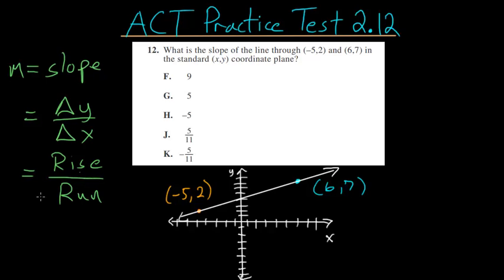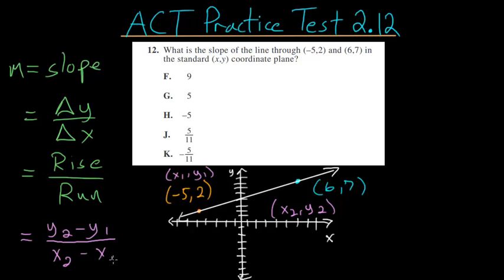Though to actually compute the slope, or the change in y divided by the change in x, we just need to think about what the change in y would be. So if we instead labeled our points as (x1, y1) and over here as (x2, y2), then for the numerator, our change in y, it would be the y value of our second point minus the y value of our first point. So that'll tell us how much we went up. And then it's divided by the change in x, which would be the x value of our second point minus the x value of our first point.